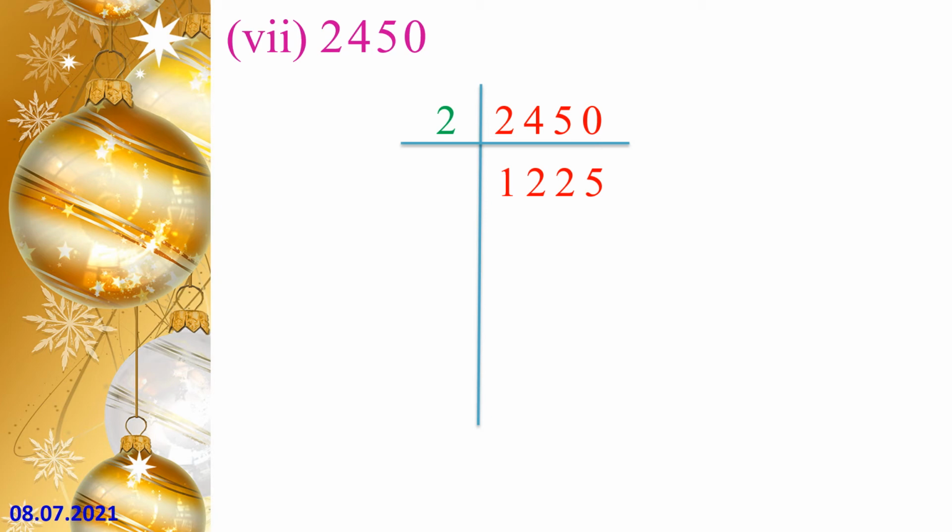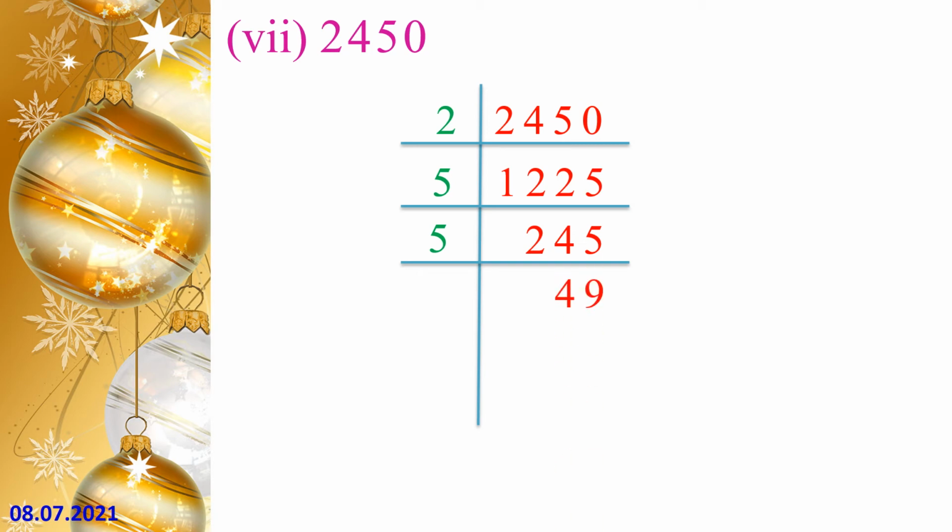Let us check the next prime number, 5. So it is divisible by 5 because the ones digit ends in 5. So now the divisor is 5. Now 1225 divided by 5 is, what is the quotient? Very good, 245. Okay, so now this is also divisible by 5. So the divisor is 5.